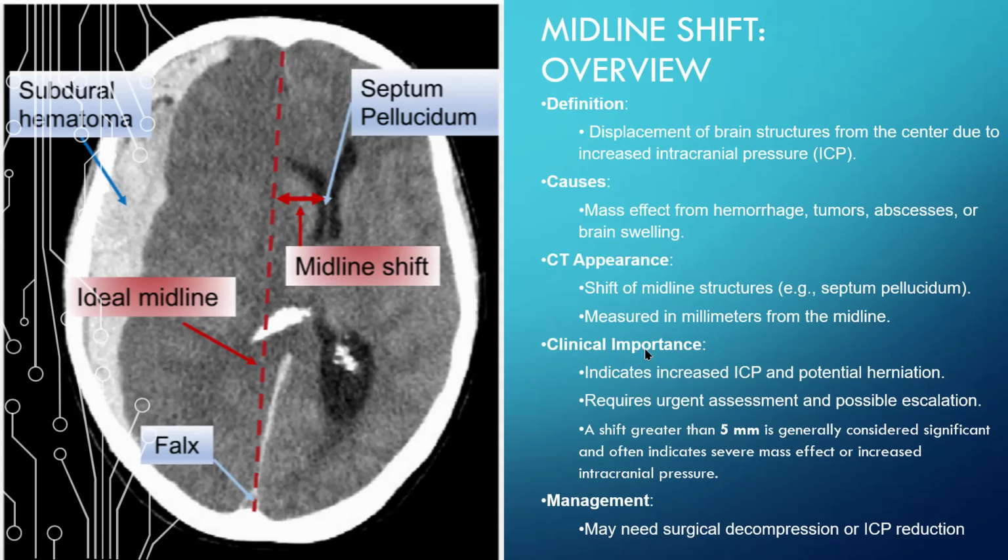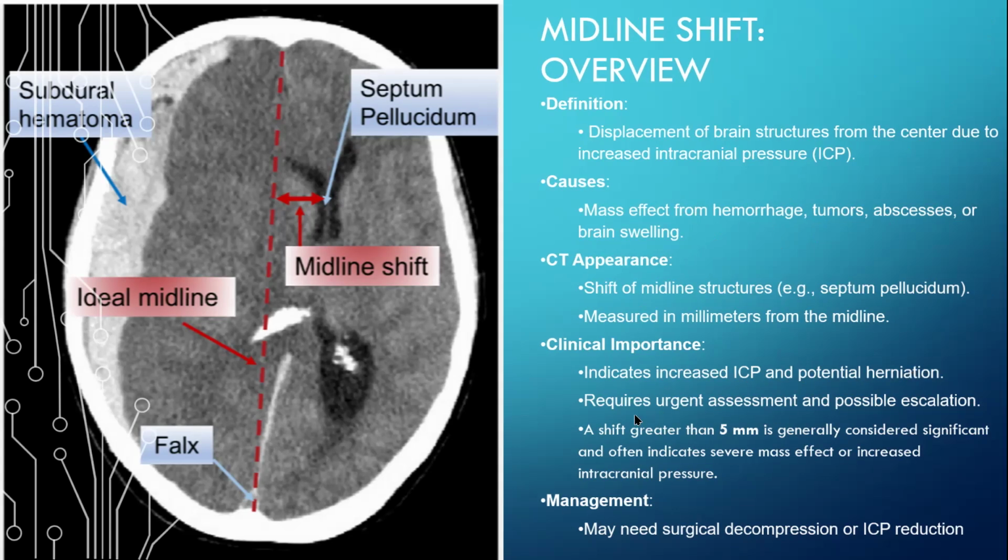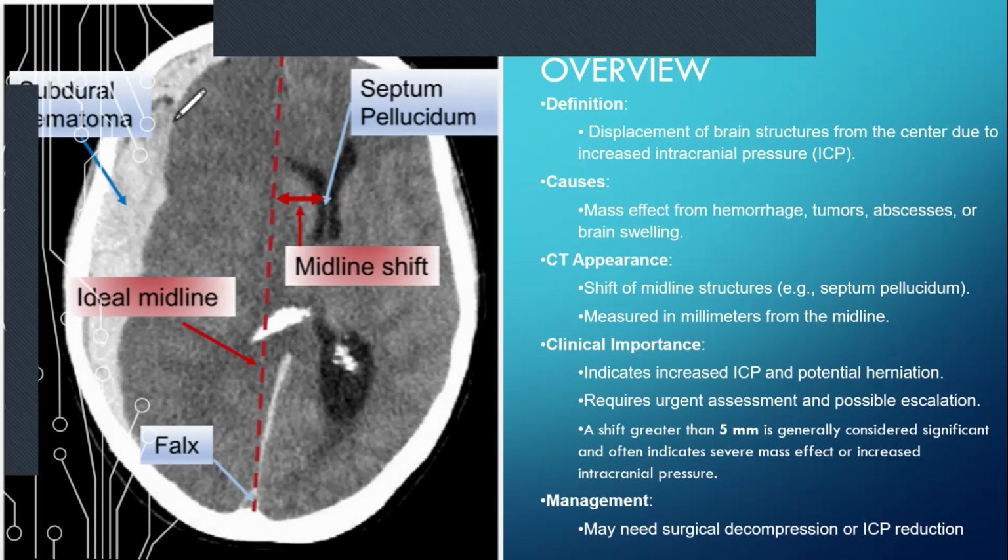So what's the importance of knowing it is that it indicates the increase in intracranial pressure and the greater the potential for herniation, as we had mentioned before. So it requires urgent assessment, and you should be escalating it if you are working in an emergency department. And generally, a shift greater than 5 millimeters is considered significant and often indicates a severe mass effect. So for a lot of people, they often wonder, how do we work this out? And it's actually very simple. It's not difficult at all.